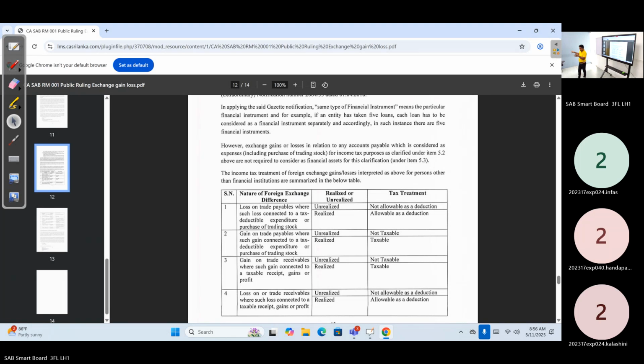on the conversion, translation, if there's a loss, we have to check whether it is a realized loss or unrealized loss. If it is unrealized, then we need not consider it. We have to ignore that. If it is realized, yes, that should be adjusted. We have to consider it as a part of the transaction.